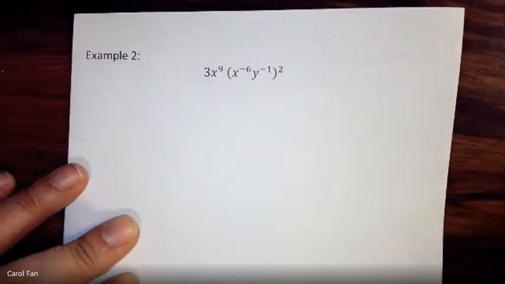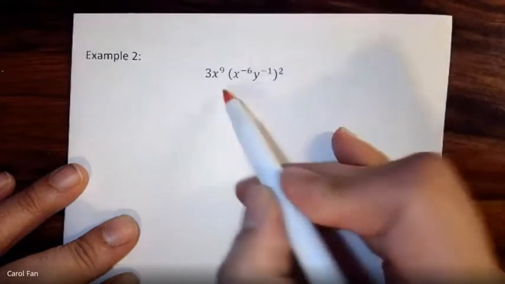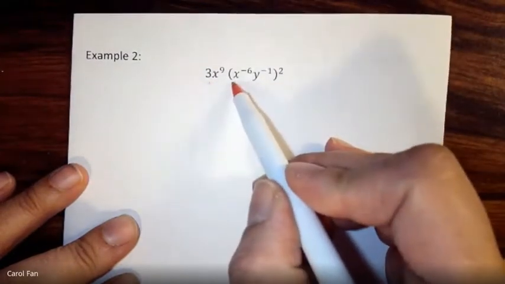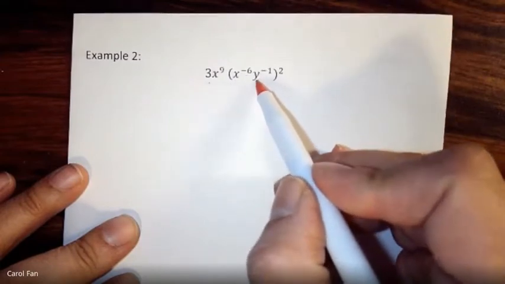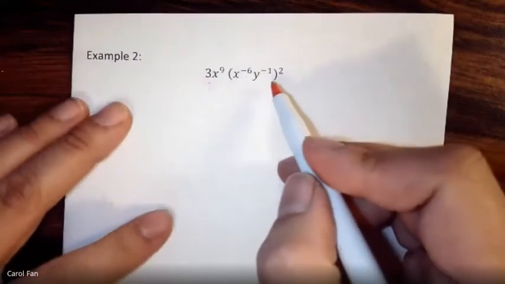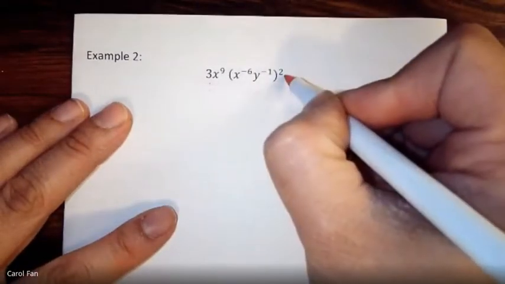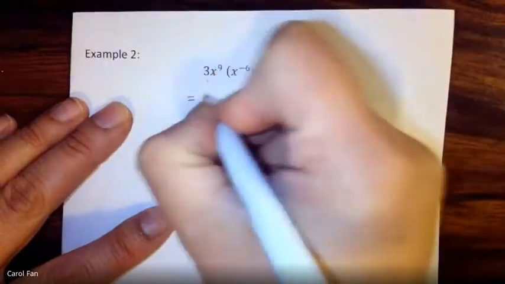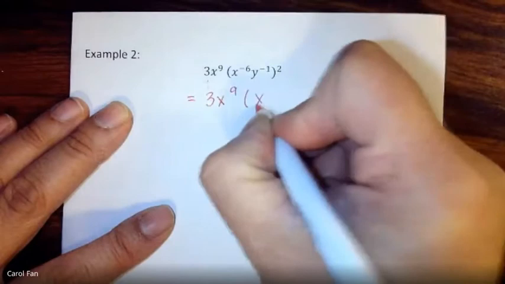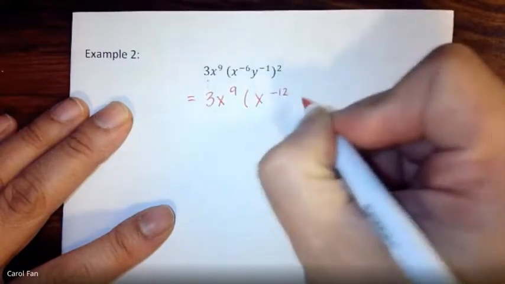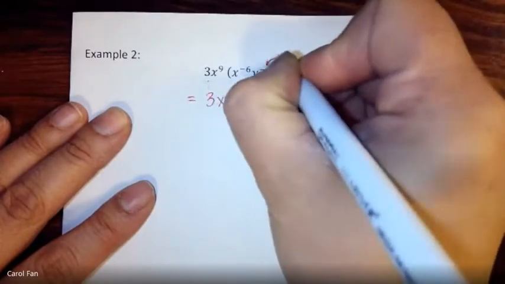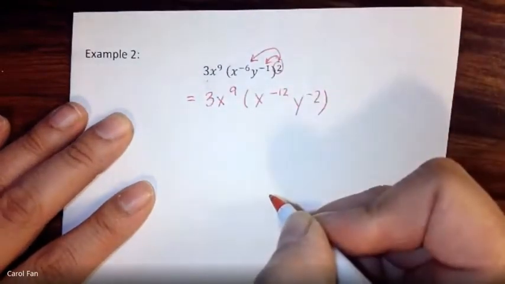In example number 2, we have powers that are being multiplied. 3x to the power of 9 times x to the power of negative 6, y to the power of negative 1, all squared. Let's simplify it by using our power rule. So I'm going to rewrite 3x to the power of 9, and I have x to the negative 12, y to the negative 2. And this is the 2 being applied to each of the bases in the bracket.